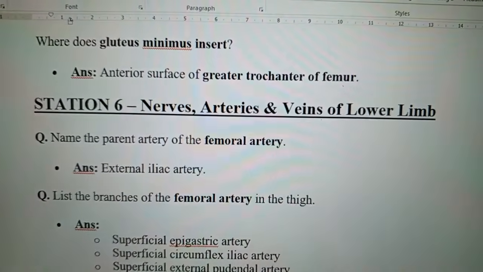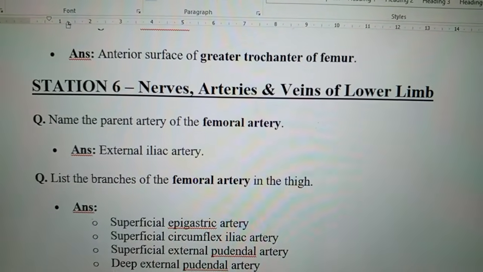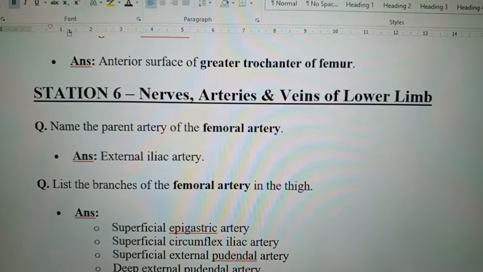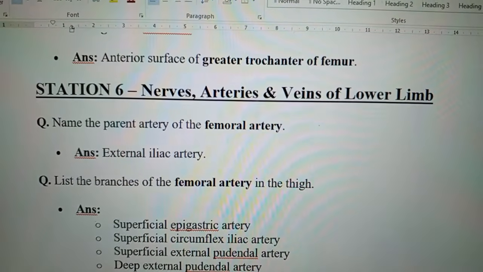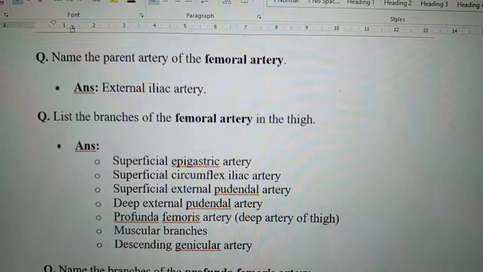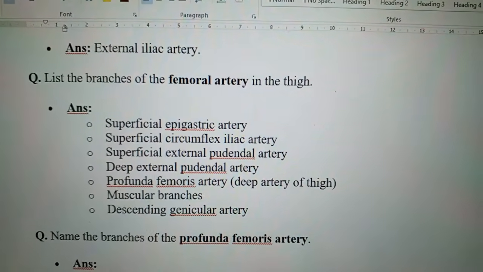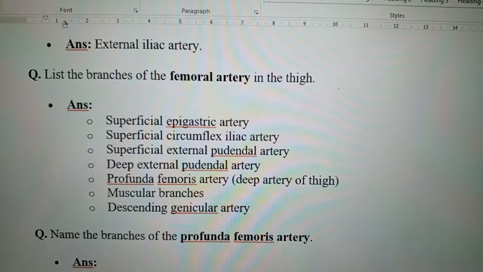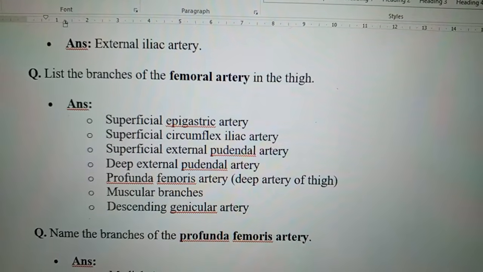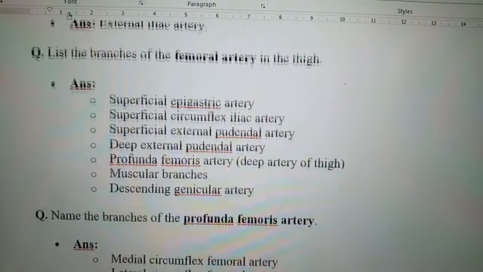Nerves and arteries can be asked to you, and related questions can be asked on that. Name the parent artery of the femoral artery. It will be the external iliac artery. List the branches of the femoral artery in the thigh: superficial epigastric artery, superficial circumflex iliac artery, superficial external pudendal artery, deep external pudendal artery, profunda femoris artery, muscular branches, descending genicular artery.